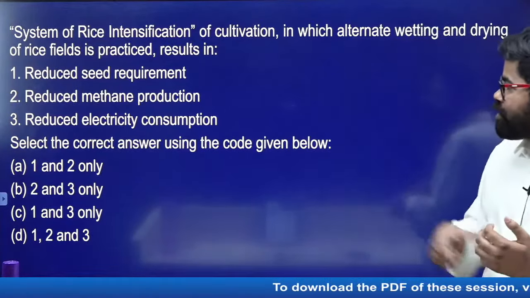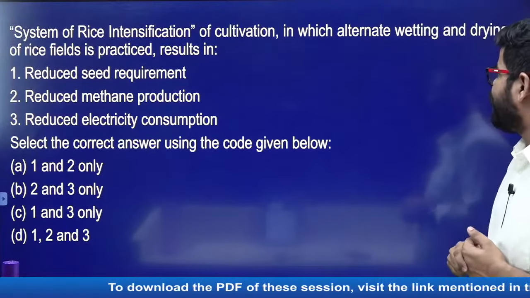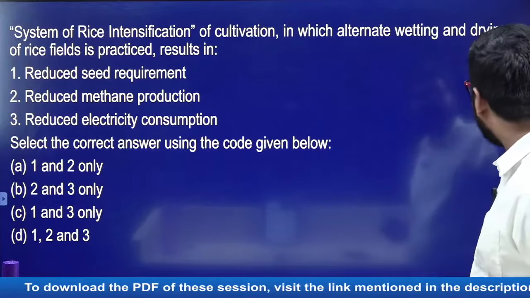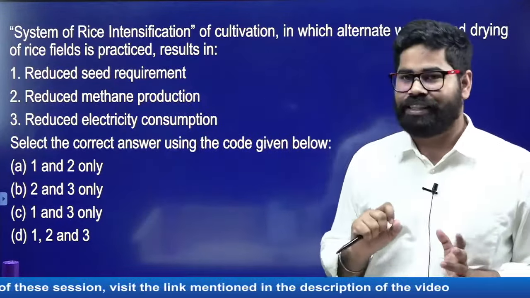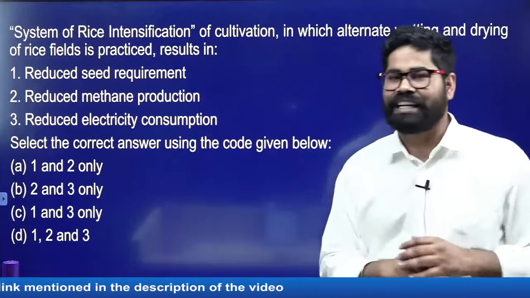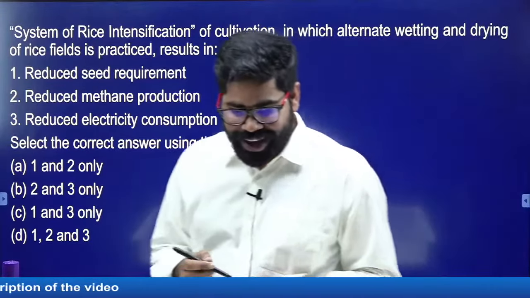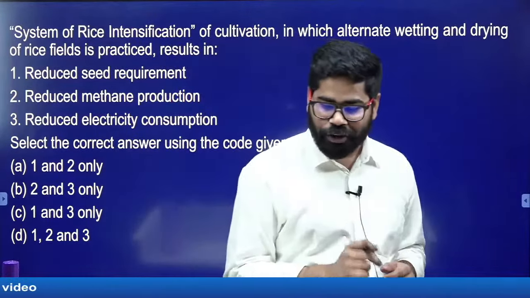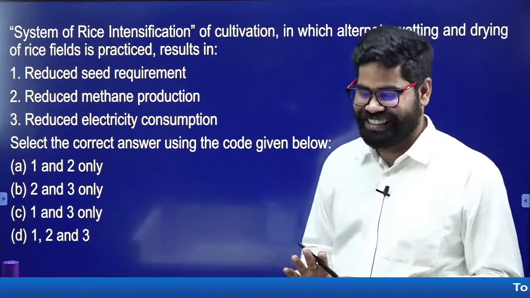Now in this question, system of rice intensification of cultivation, in which alternate wetting and drying of rice field is practiced, what will be the advantages? Reduced seed requirement, reduced methane production, reduced electricity consumption. See here, I have got answers as B also, A also, C also and D also. So I have got all 4 as answer.